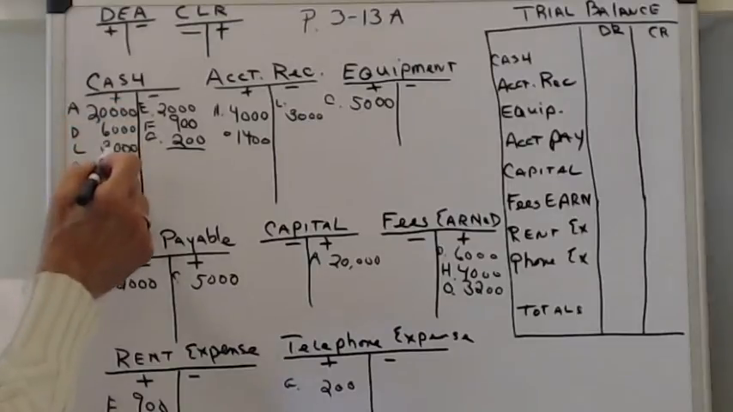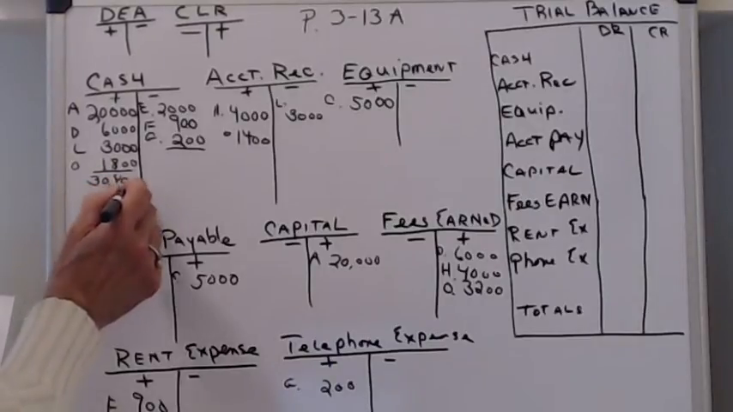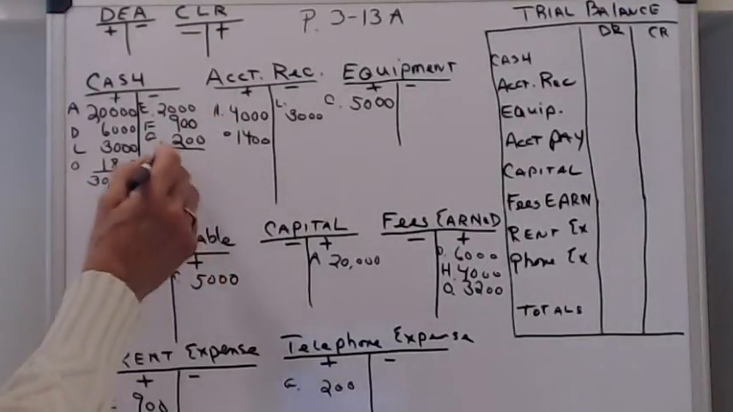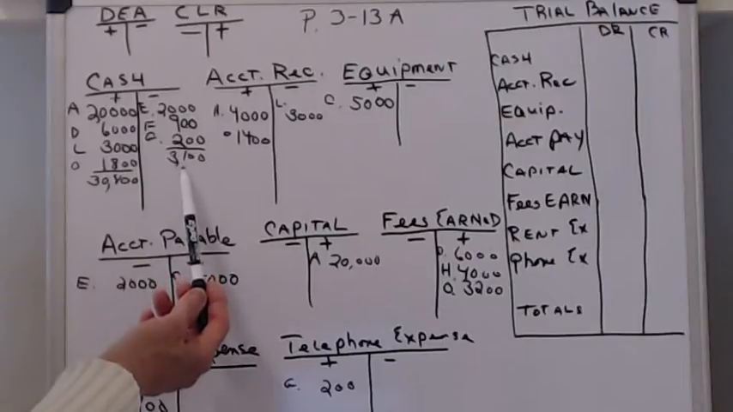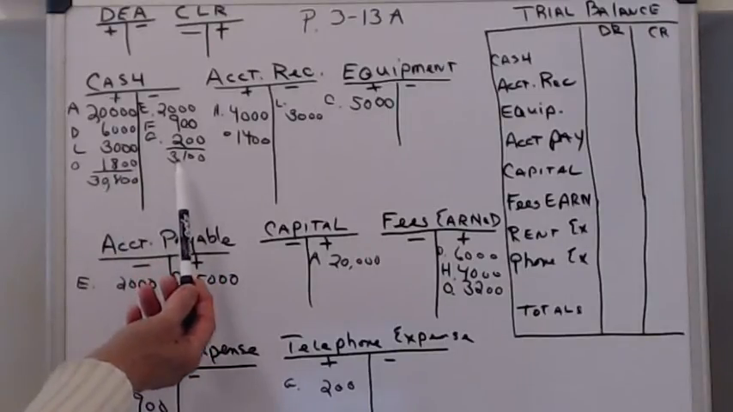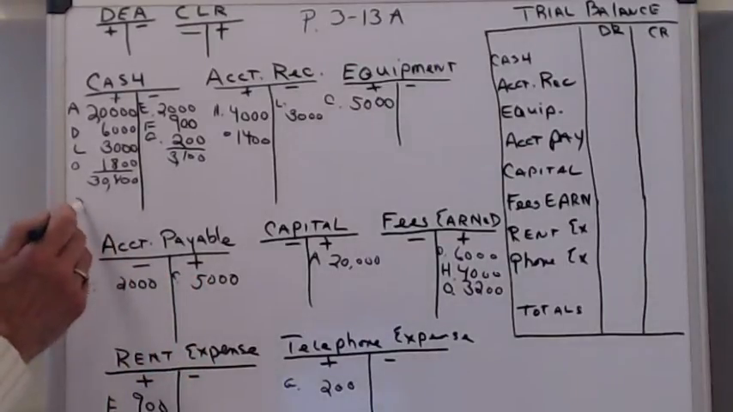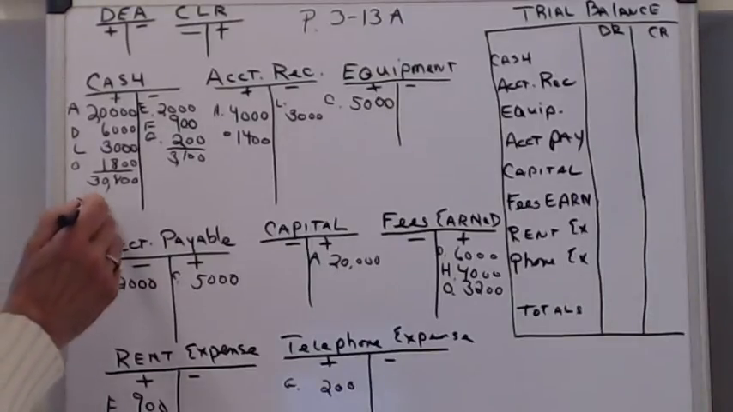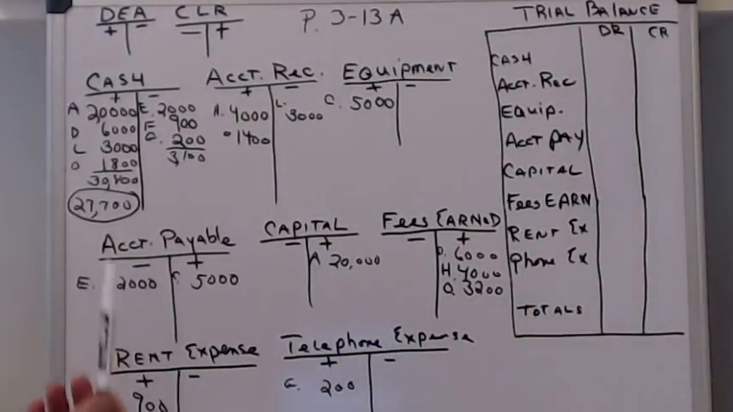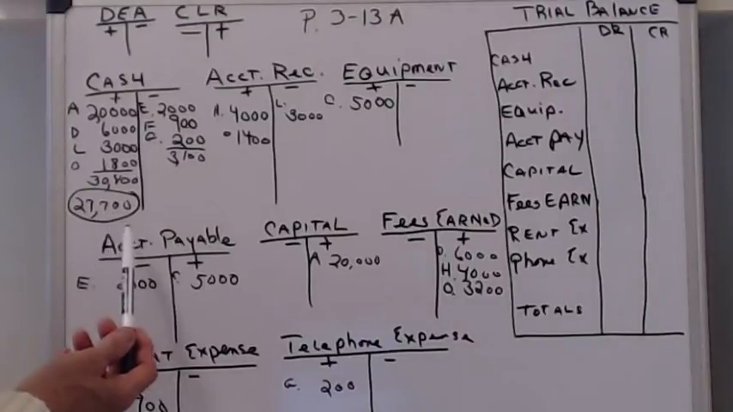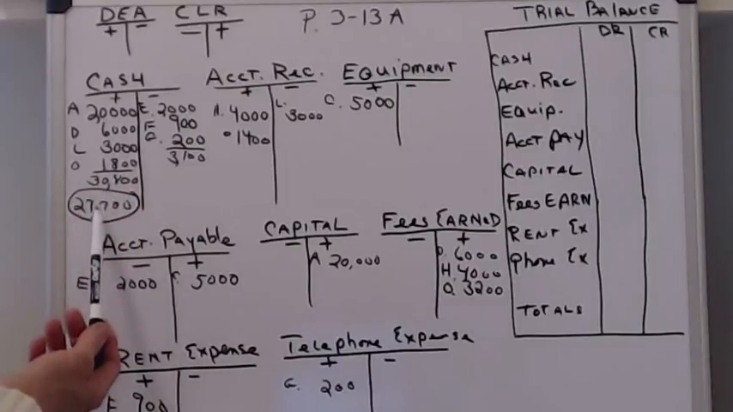I'm going to add up my cash, and on the debit side we're going to get $30,800, and on the credit side we're going to get $3,100. Now I'm going to subtract my small number from the large to find a balance. If I subtract $3,100 from $30,800, I get a balance of $27,700. I drew a little circle so that my students can see my balance. So my balance is $27,700 in cash. It should always fall on your plus side.